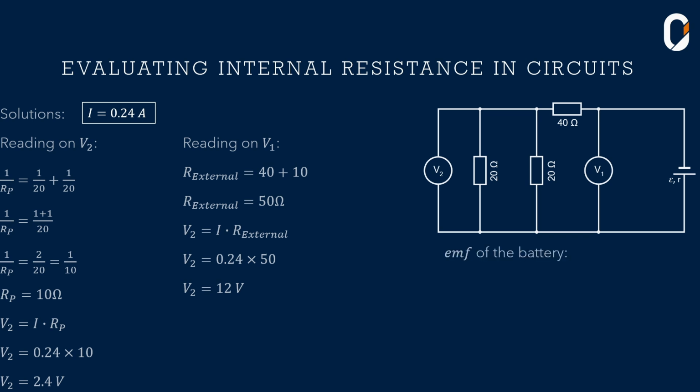Now let's move on to the last part of the question, calculating the EMF of the battery. Again, we know that EMF is equal to V plus I multiplied by R, and substituting in our values, EMF is equal to 12 plus 0.24 multiplied by 2, which is the internal resistance as given by the problem statement, and hence we have an EMF of 12.48 volts.